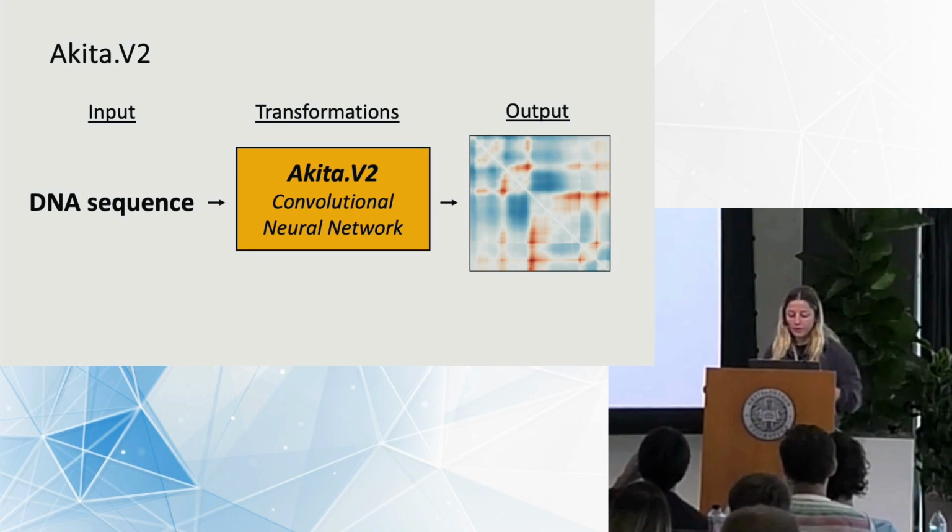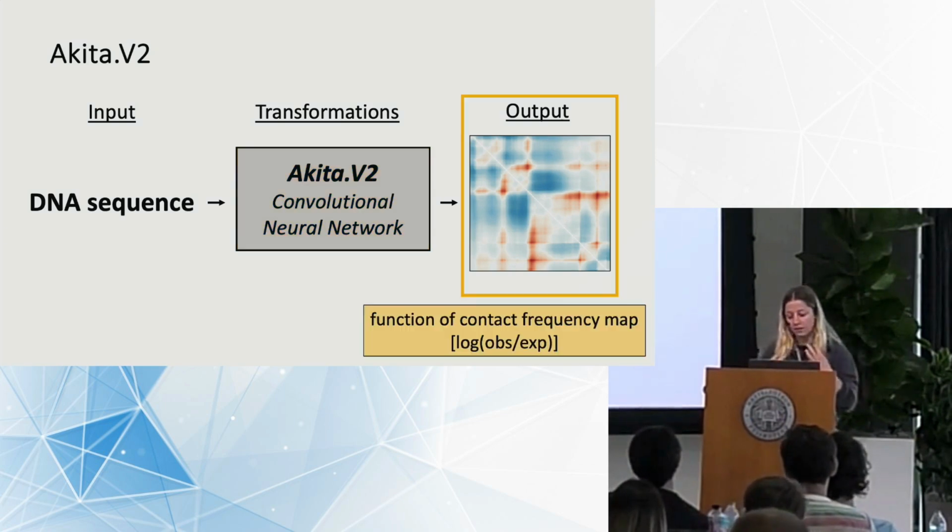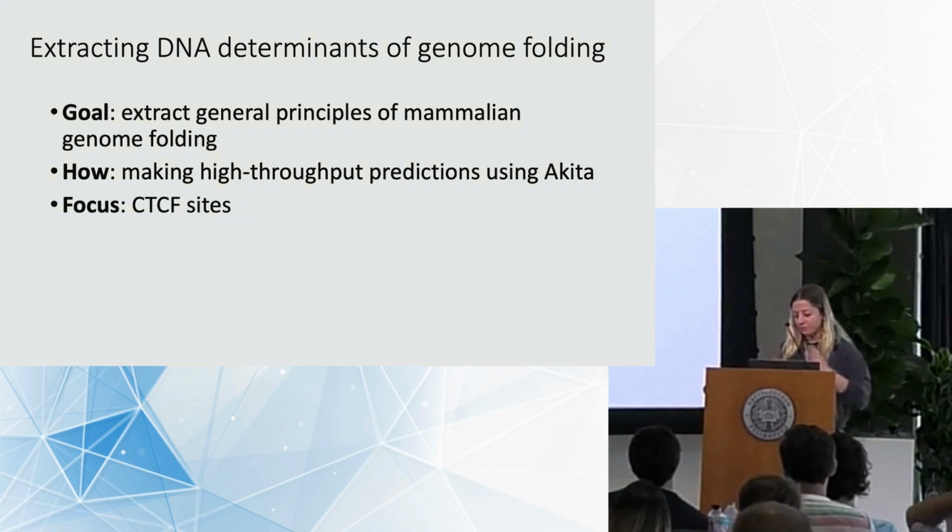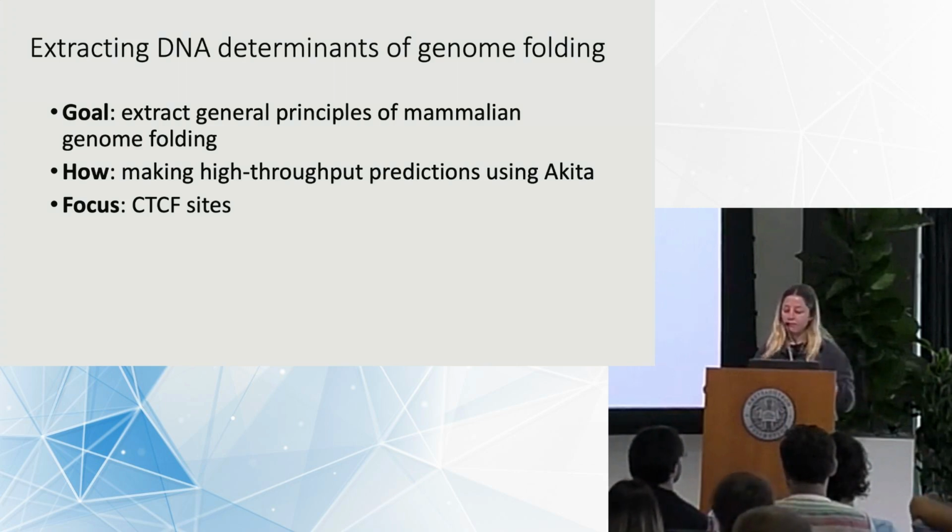Precisely, Akita is a convolutional neural network that catches patterns in DNA sequence and associates them with patterns in contact frequency maps. And actually, the output is a function of the contact frequency map, the logarithm of observed over expected. Okay, so our goal is to extract general principles of mammalian genome folding. And how we're going to do it: we're going to make millions of predictions and try to figure out some kind of grammar with a focus on CTCF sites.